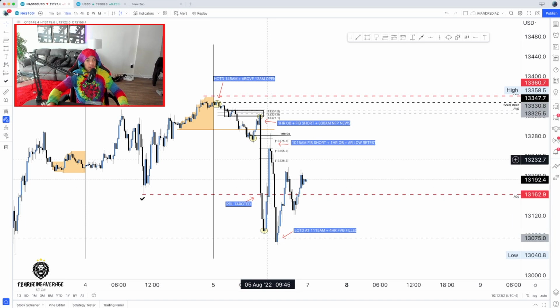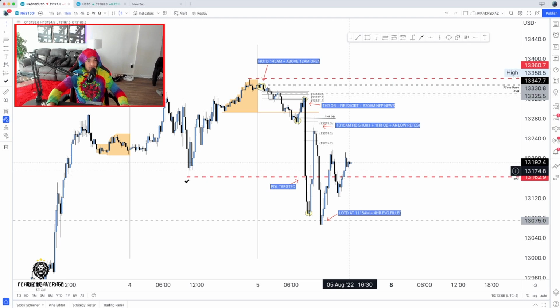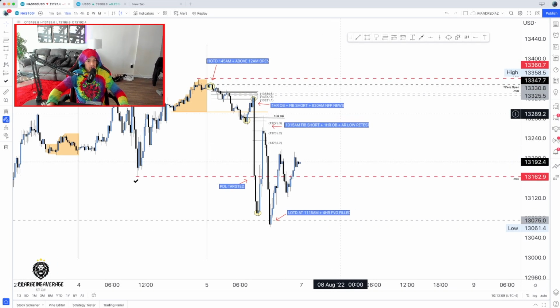And then right here when we got this retracement at 10:15 in the morning, where we retested back into that 1 hour order block and also came back to the Asian range low in the fib short, where we again dropped all the way to create this low of the day after filling in the fair value gap on the 4 hour time frame. And then from there, price kind of just ranged for the most part. But those are the most important things. So what I'm going to do now is draw a schematic. So we had the Asian session range.